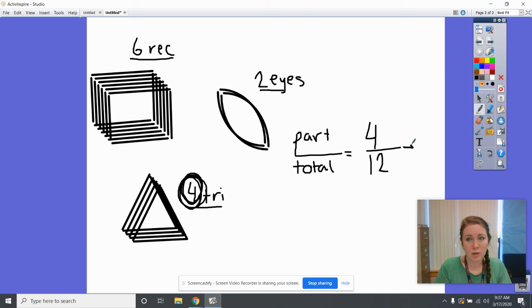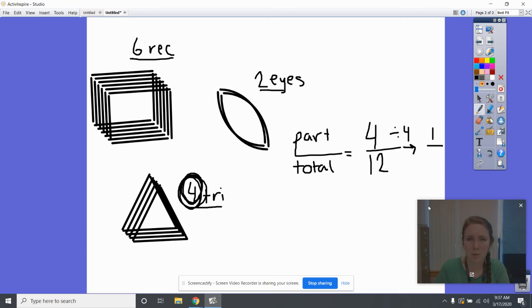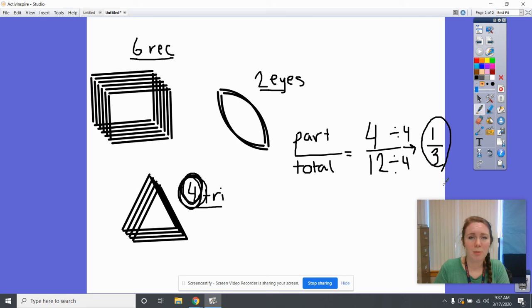Now, it's always good to simplify as much as you can. You don't have a calculator to simplify. So the way we will simplify this is, I know that both of these numbers are divisible by 4. That means I can divide by 4 and get a number. So if I do 4 divided by 4, that is 1. So the top of my fraction is 1. And I can do 12 divided by 4, which is 3. So the bottom of my fraction is 3. So if it asks you for a probability in a fraction form, the answer would be 1 over 3.